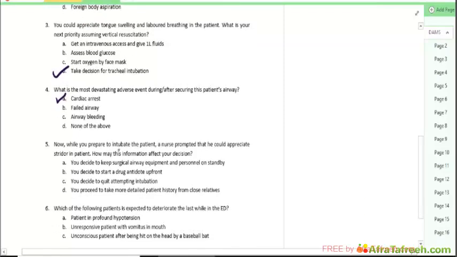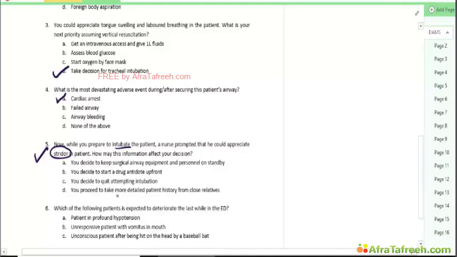Now, while you prepare to intubate the patient, the nurse prompted that he could appreciate stridor. Initially there was only tongue swelling. You went ahead and prepared for the intubation. Now someone on your team appreciates that there is stridor. How may this information affect your decision?